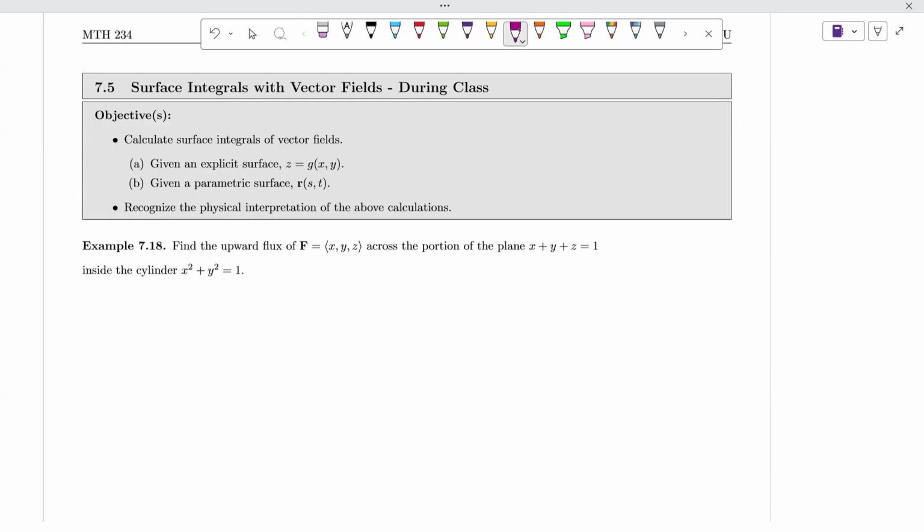We are looking for that flux across the portion of the plane x plus y plus z equals 1. So that's the line that's telling me what my surface is. That line is telling me my surface is the plane. Inside the cylinder just tells me what my integration region is going to look like.